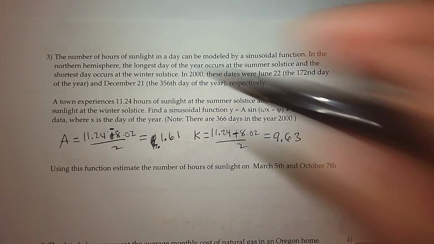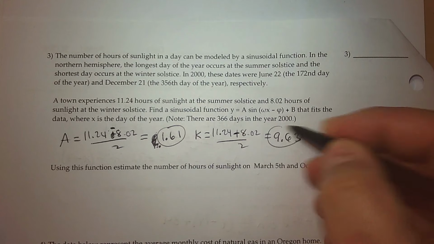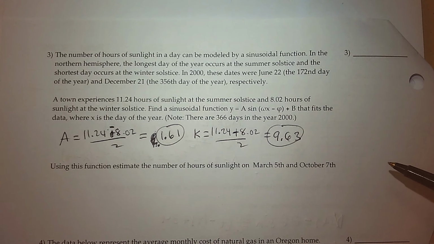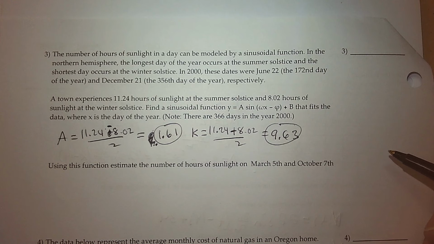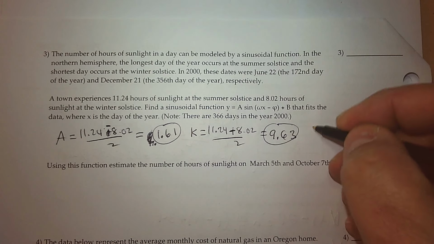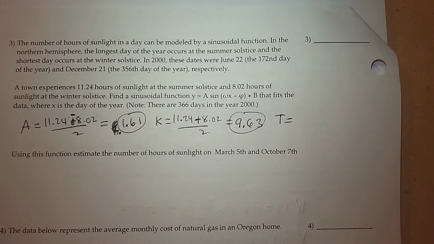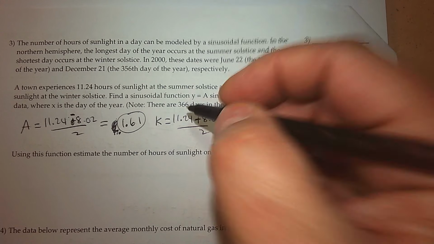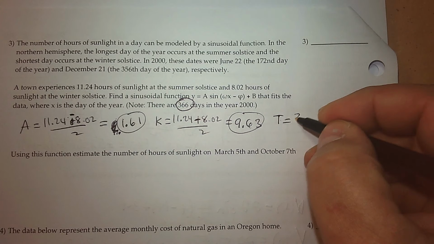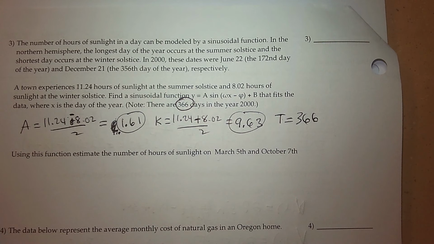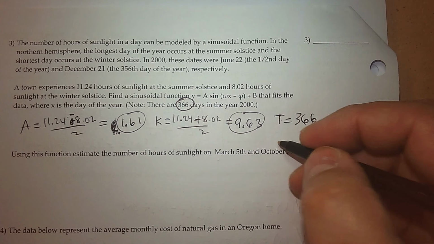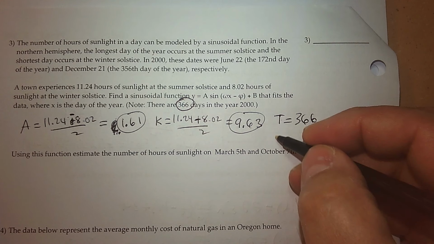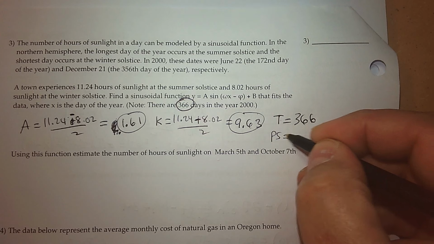So, what else do I need for my equation? I need to know the period. How long is one cycle? There are how many days? 366. What else do I need to know? This one's going to be the challenging one. Is the phase shift, right?